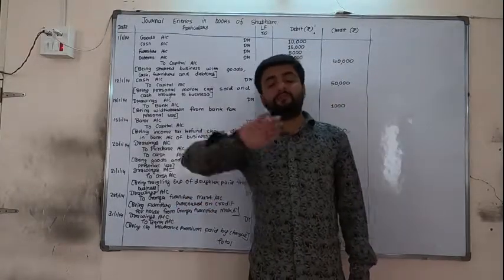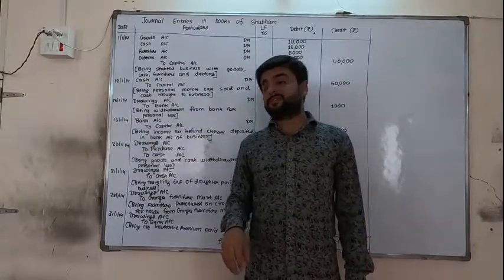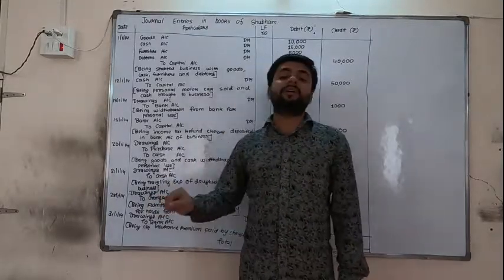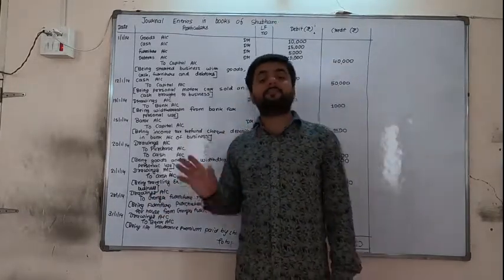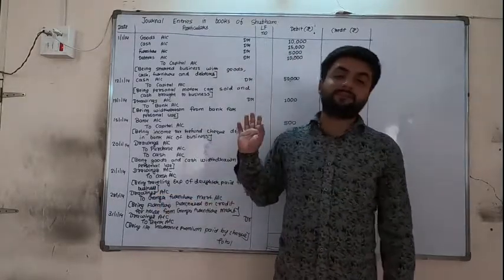But if the words for house are not written, so we are purchasing the furniture for business, then what entry should be written instead of drawings? Furniture account debit to Ganga Furniture Mart. But here we are purchasing for our house, so drawings account debit to Ganga Furniture.